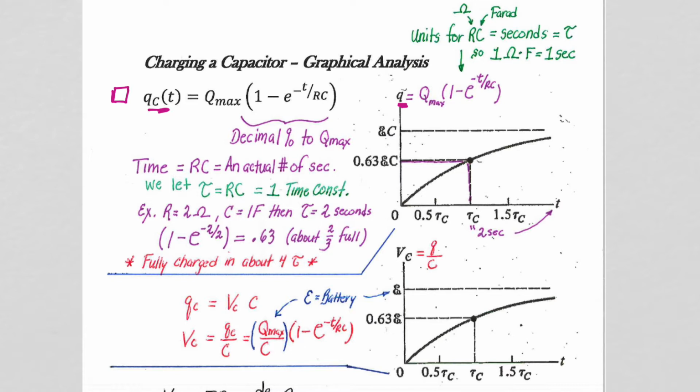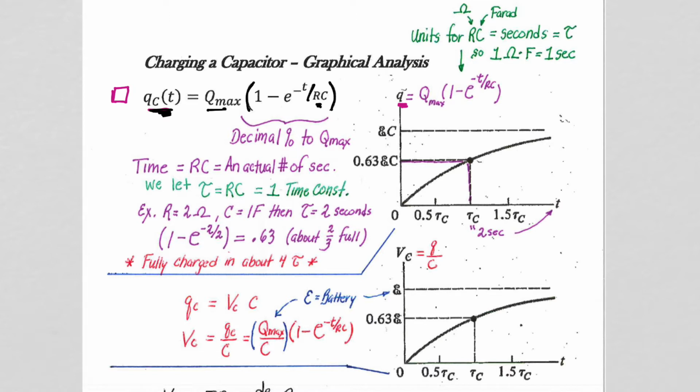My advice to you is for this unit, for what we are doing, you should memorize the equation that the charge on the capacitor builds as a function of time based on Qmax times this bracketed term, 1 minus e to the minus t divided by RC. Suck it up and just memorize this equation.